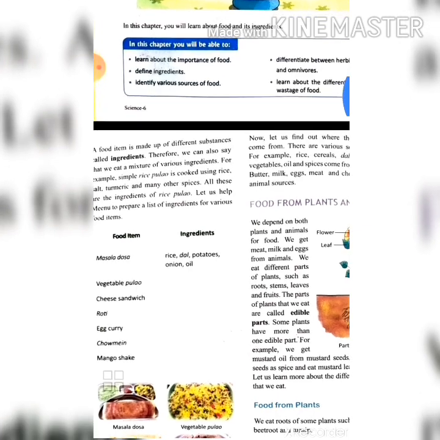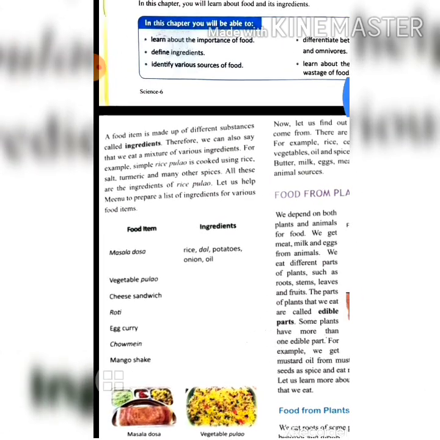You can see as I am focusing on the meaning here, it's given a food item is made up of different substances called ingredients. Therefore, we can also say that we eat a mixture of various ingredients.